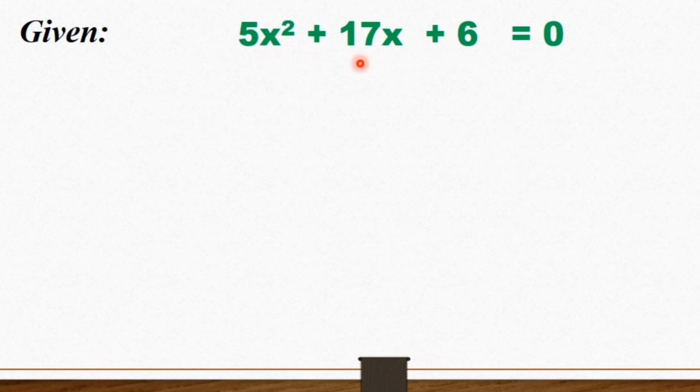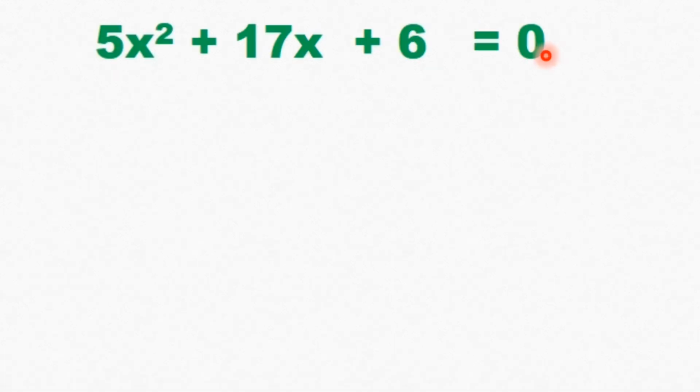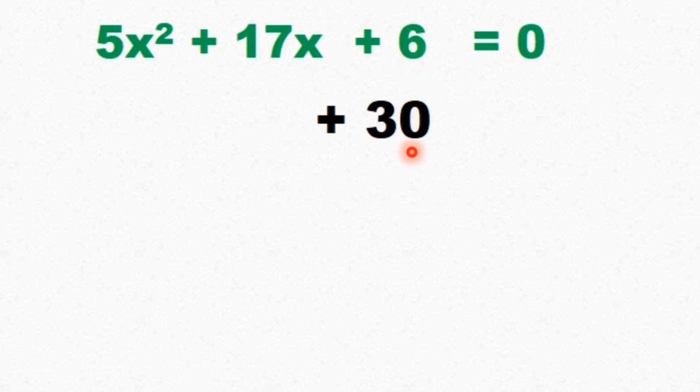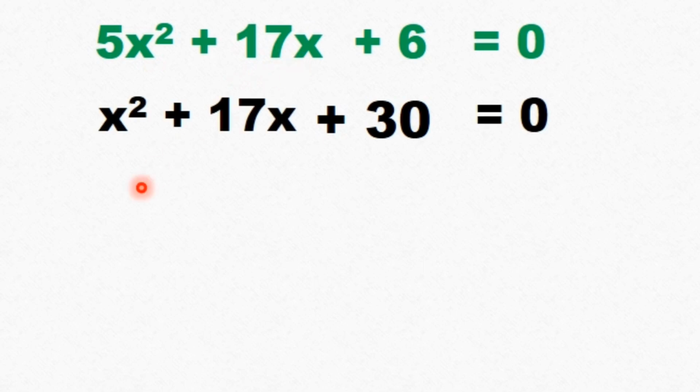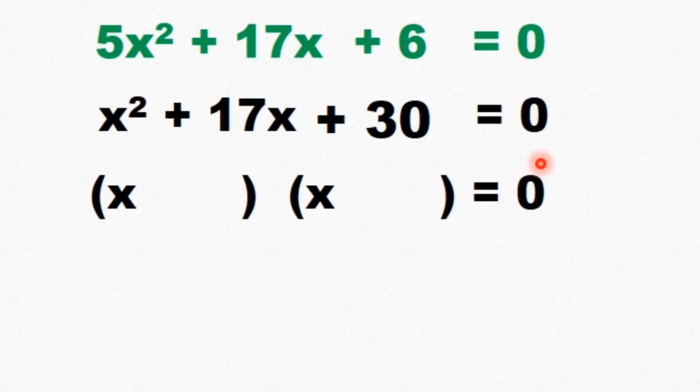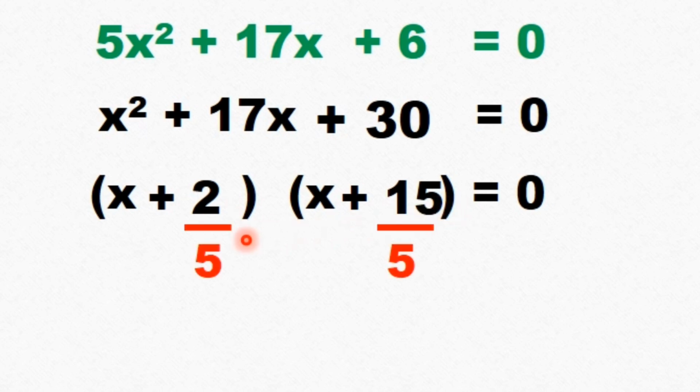Given equation 5x squared plus 17x plus 6 is equal to 0. Multiply 5 and 6, and that is positive 30. And write x squared plus 17x. And factor this. And think of factors of positive 30 that will add up to positive 17. And the factors are positive 2 and positive 15. And divide it by 5.